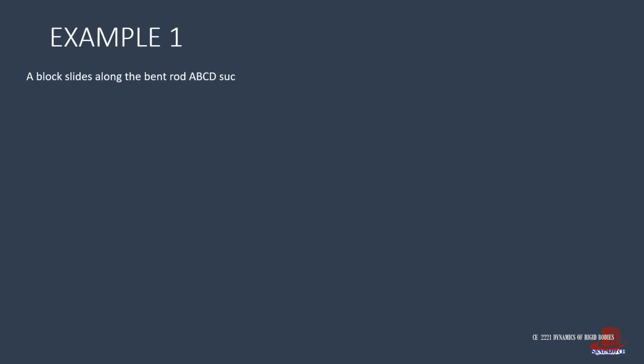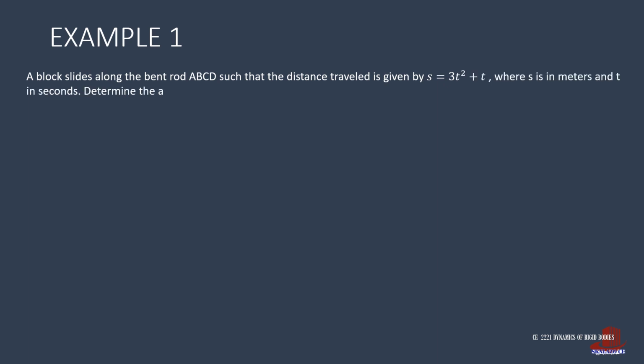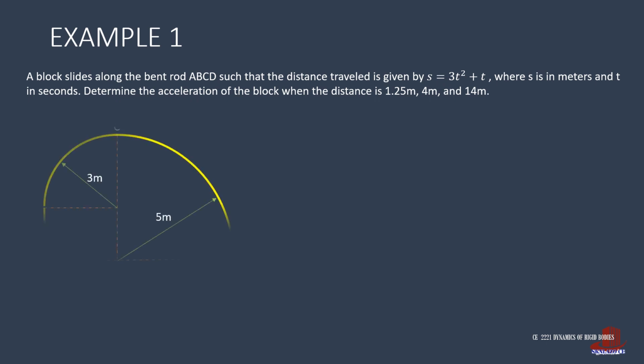The first example shows a block sliding along a bent rod with stations designated as A, B, C, and D. The particle's distance is described as 3t squared plus t, and we are to look for the acceleration of the block at different distances, specifically 1.25, 4, and 14 meters.